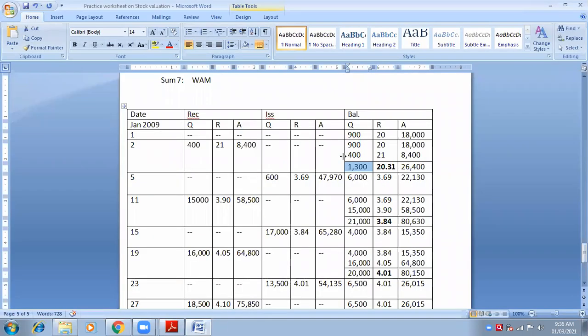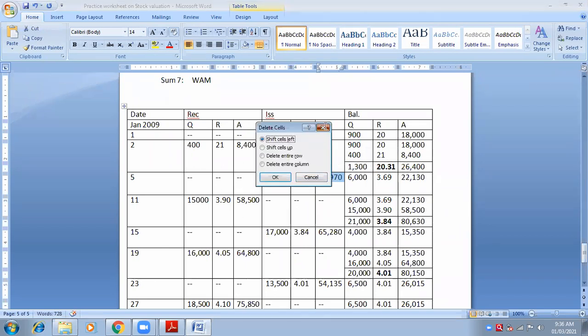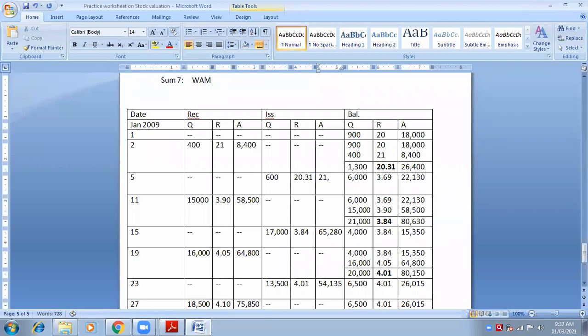So what is the rate of 1,300? Tell me. What is the rate? 20.31. And that rate will be taken. So here 600 into 20.31 will be how much? Yes, tell me. 12,186. Okay.